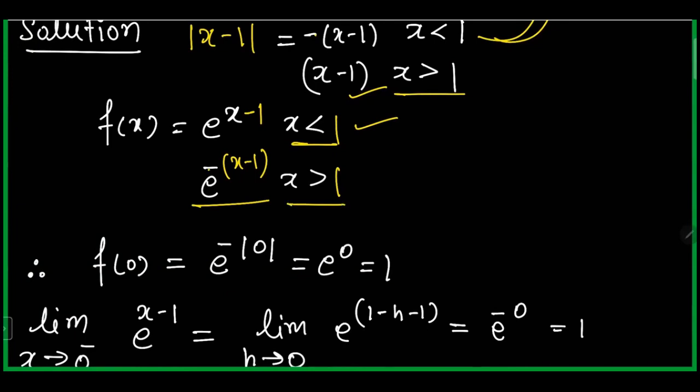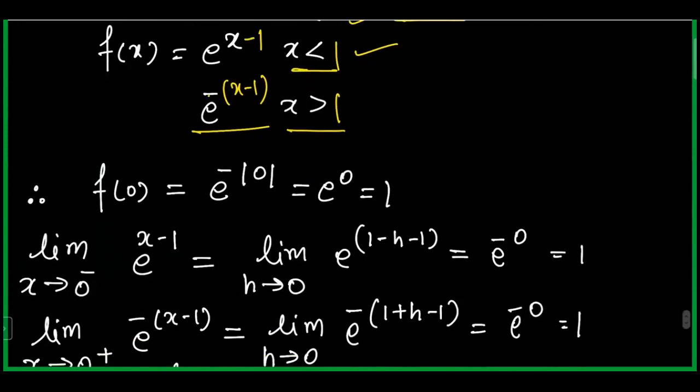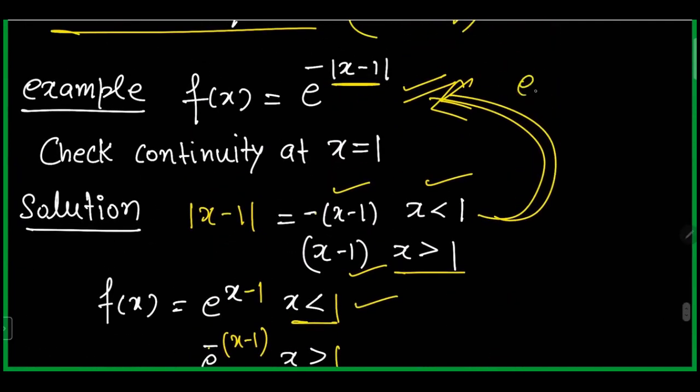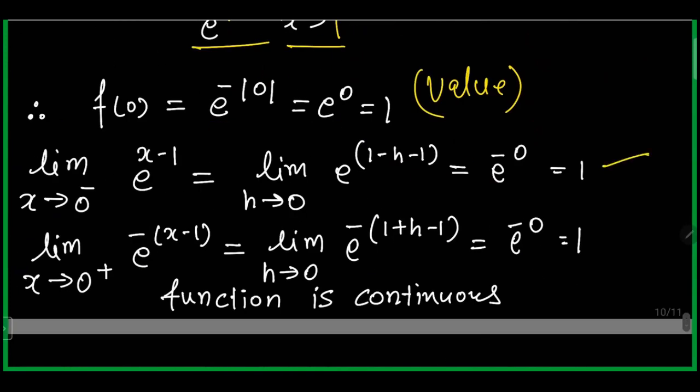I hope that you understood this. Okay. If you got this idea, then first I will find the value. What is the value here? To find the value, just simply put 1 here. So if you put 1 here, you will get 1 minus 1 and you will get e raised to 0, which is 1. Now you can find the left hand limit and the right hand limit. I have already explained how to find the left hand and right hand limit. If you do so, you will also get the answer 1. It means your limit exists and the value of the limit is 1. Also your value exists and its value is also 1. It means your function is continuous.